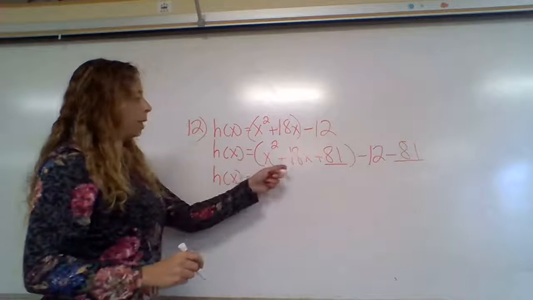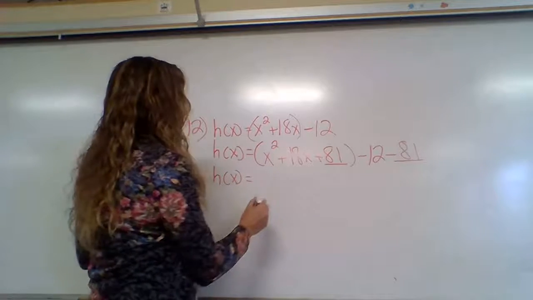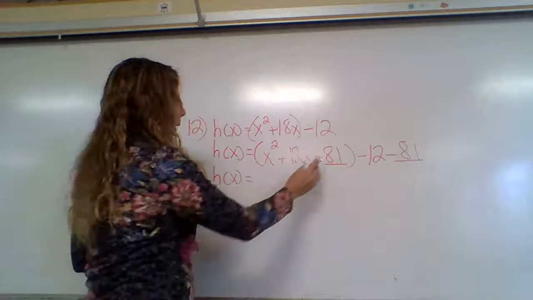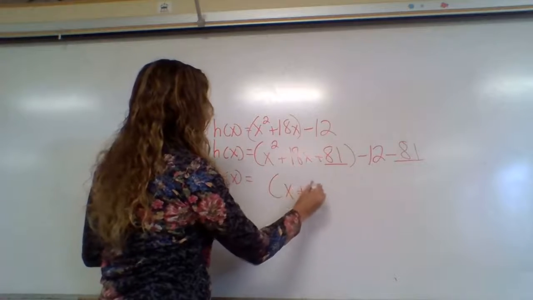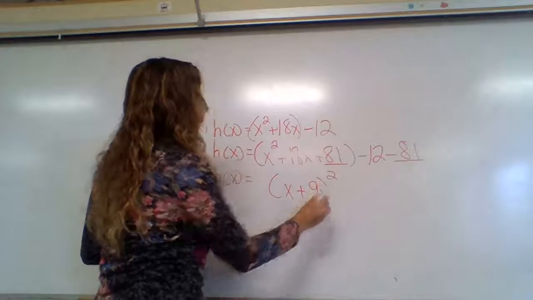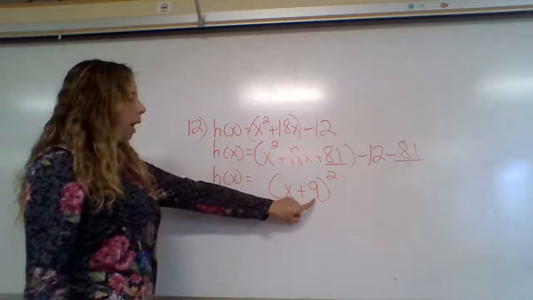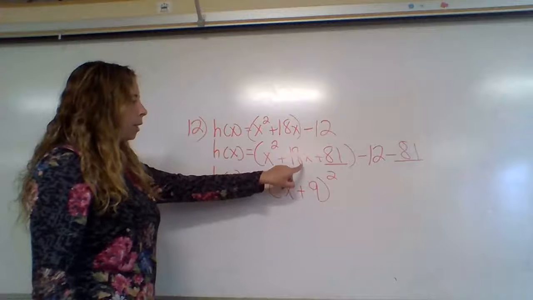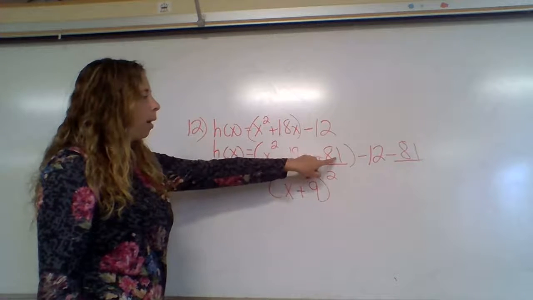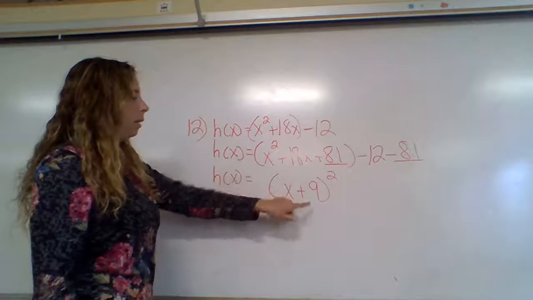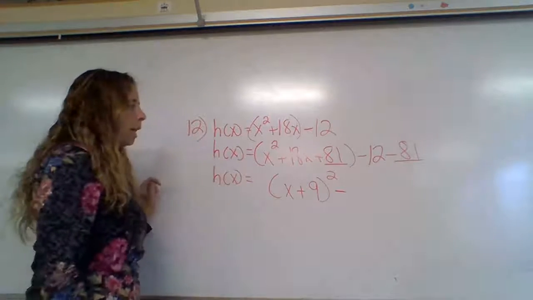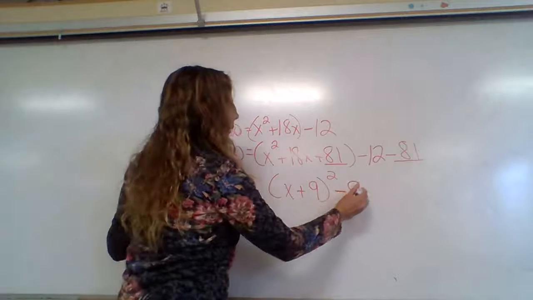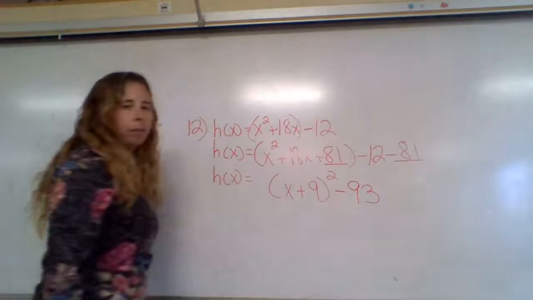Now, we just made this a perfect square. So you're going to write it in factored form, but you're just going to take half of your middle term. So it's x plus 9 squared. And if you want to check, 9 and 9 are the factors here. 9 times 9 is 81. 9 plus 9 is 18. And then on the outside, you have negative 12 minus 81, which is negative 93. Okay?